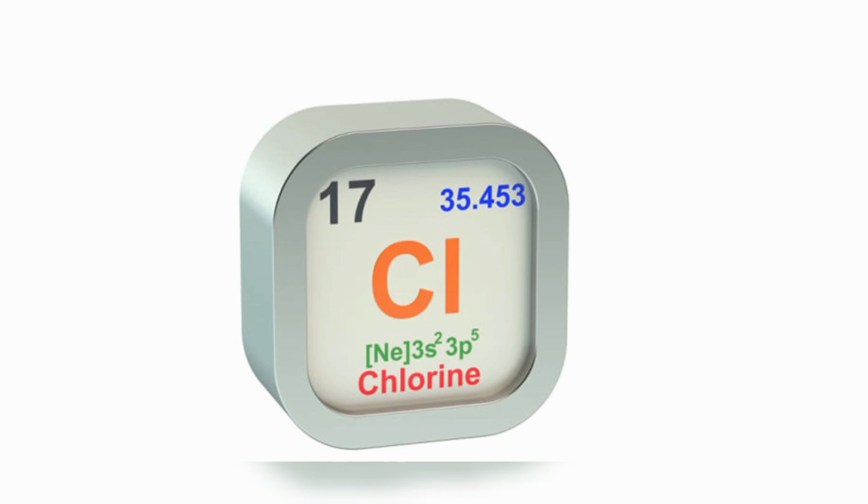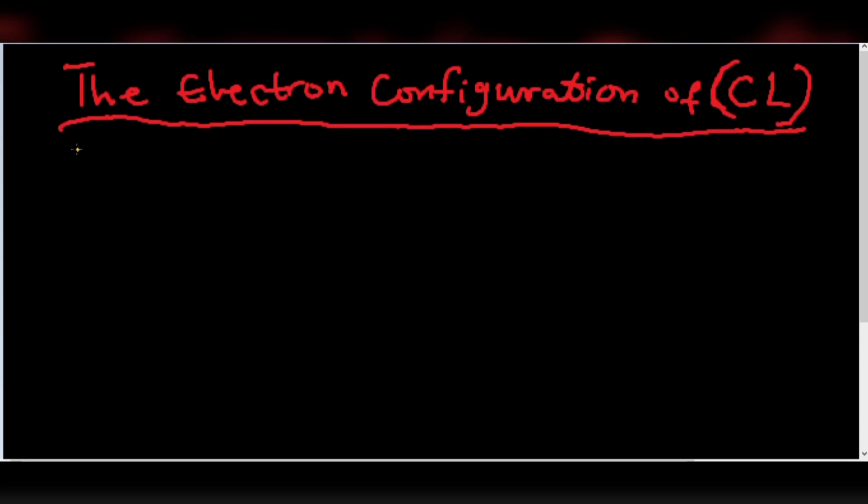So let's move on to the board in order to demonstrate how we write the electron configuration of chlorine, obeying the rules governing the electron configuration, that is the Aufbau principle, the Pauli exclusion principle, and Hund's rule of maximum multiplicity. Okay, so the electron configuration of chlorine as a chlorine atom.